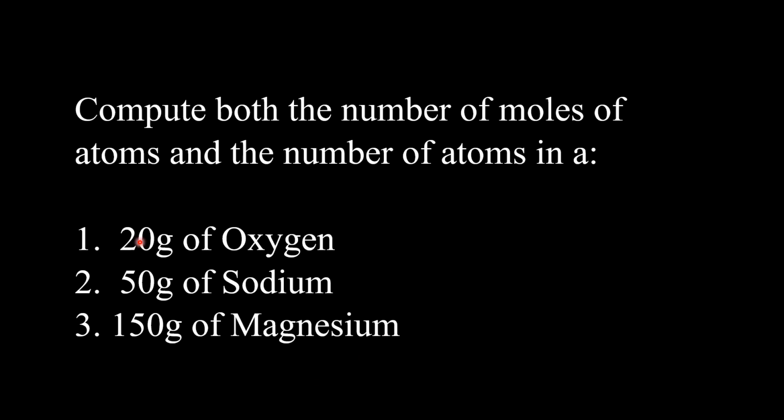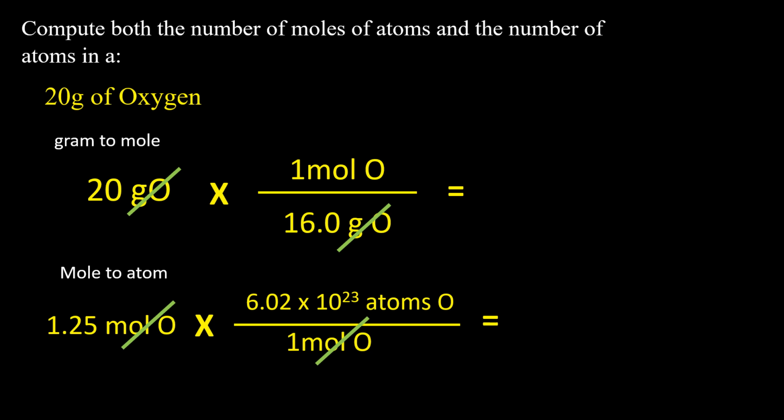Now, it is your time to compute both the number of moles of atoms and the number of atoms in given samples. For number 1, 20 grams of oxygen. Number 2, 50 grams of sodium. And number 3, 150 grams of magnesium. Try to pause this video so that you will have enough time to do the task. Okay, time is up. And let's see if your work is correct.